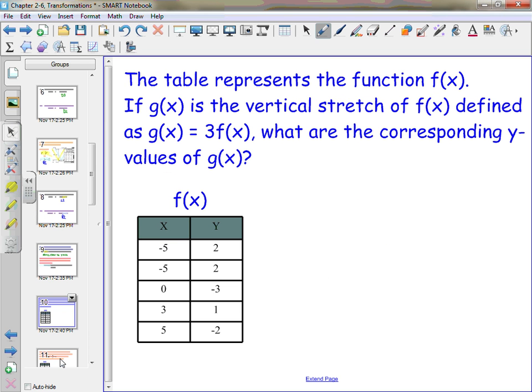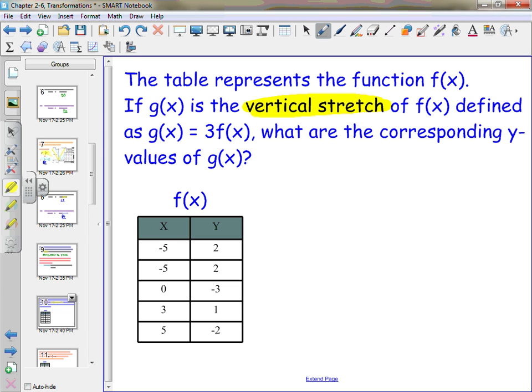Now, when you stretch something, you're multiplying by a value larger than 1. When you compress something, you're multiplying by a value smaller than 1 but larger than 0. The table represents the function f of x. G of x is a vertical stretch. Now, we just learned that. What's a vertical stretch? Multiplying by what? A stretch and a compression are both multiplication. The difference is a stretch is by a number larger than 1. A compression is by a fraction. Do we understand the difference?